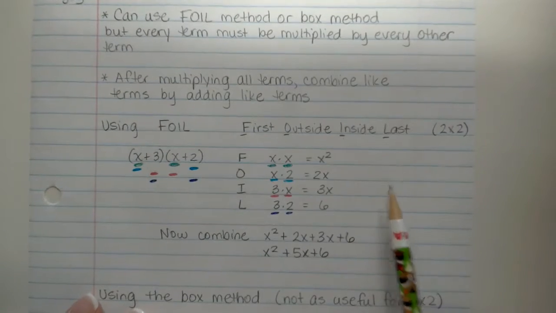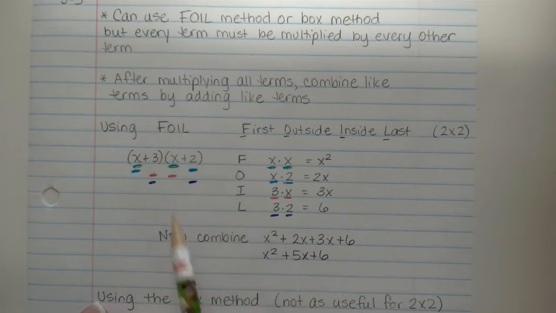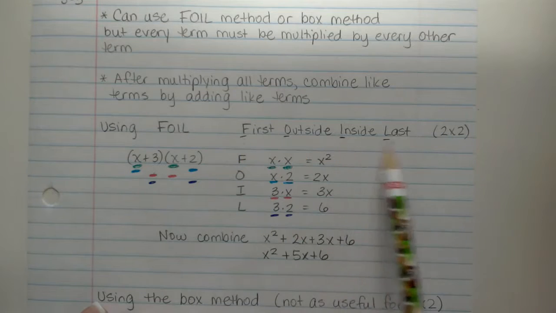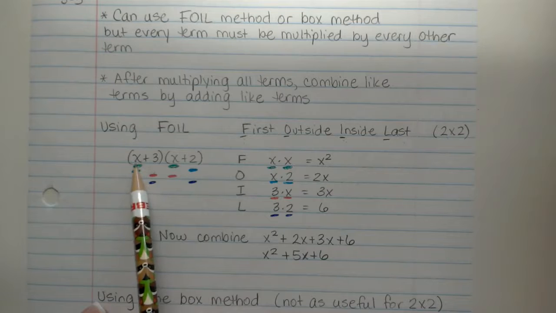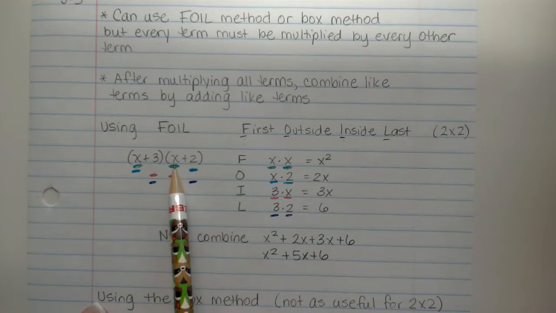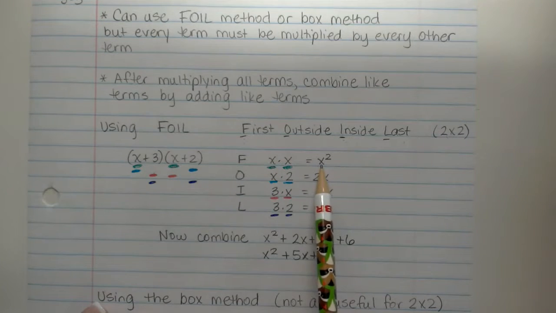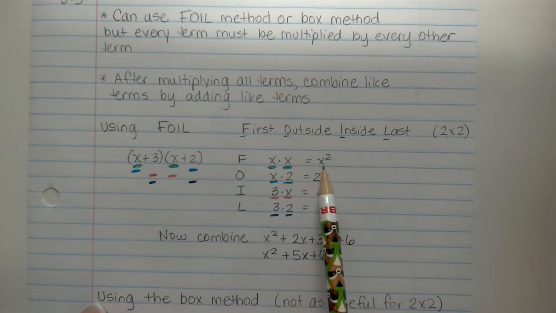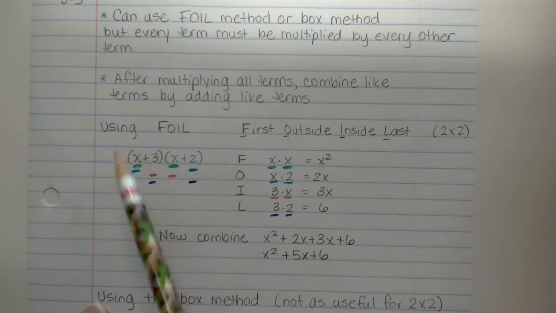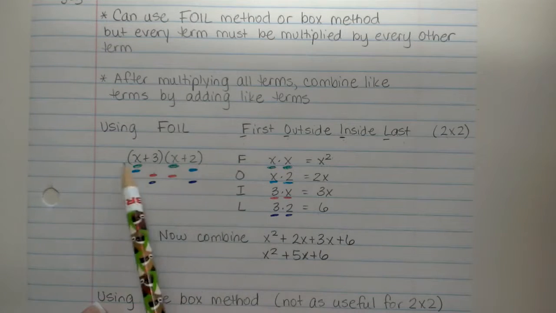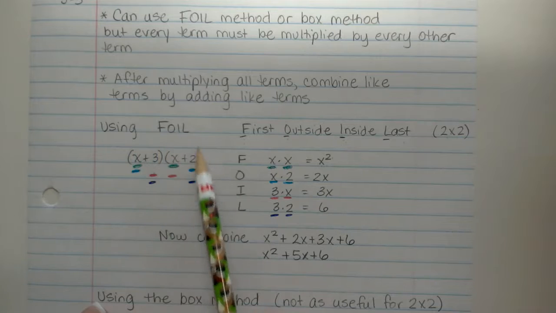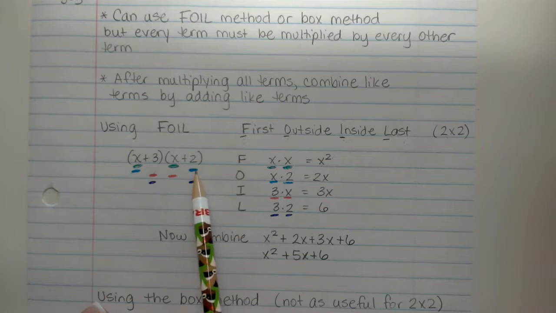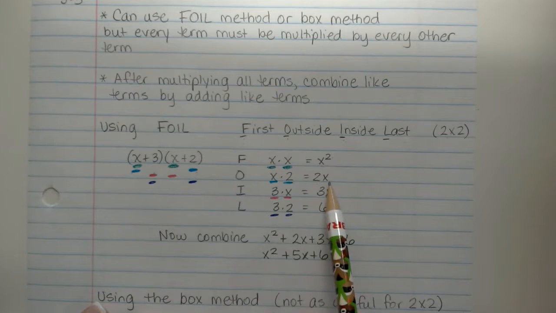All right, so when you're using FOIL, again, FOIL stands for first, outside, inside, last, and it's just for 2 by 2s. The first means x is first here and x is first here. Those two would be multiplied, since this is a multiplication in between, and you would get x squared. The outside are the terms on the left and on the right, on the outside of the 2 parentheses. So the 2 blue ones are outside. You multiply the x times the 2, and we write that as 2x.